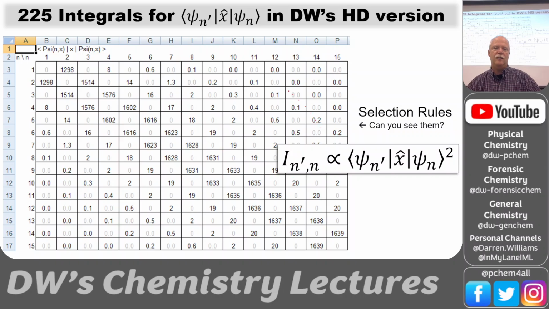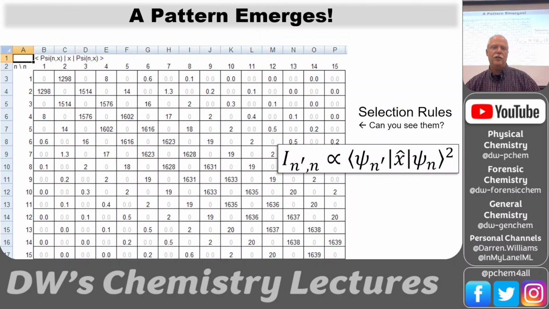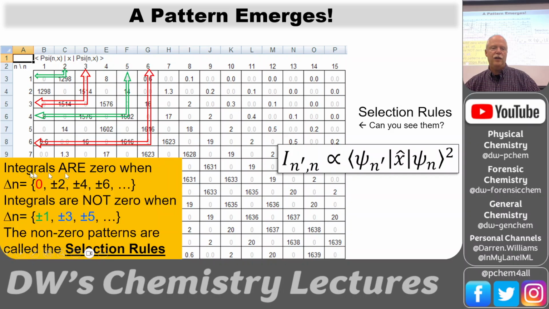You see this as a result of this integral. So this is a 15 by 15 matrix that you guys are going to have. And you can see the selection rules here, this pattern. So 1 to 2 is allowed, and then 4 to 5 is allowed. 3 to 3 is not allowed. Okay, 6 to 6 not allowed. So integrals are 0 when delta n equals 0 or 2 or 4 or 6. Integrals are non-zero when delta n equals 1, 3, and 5.